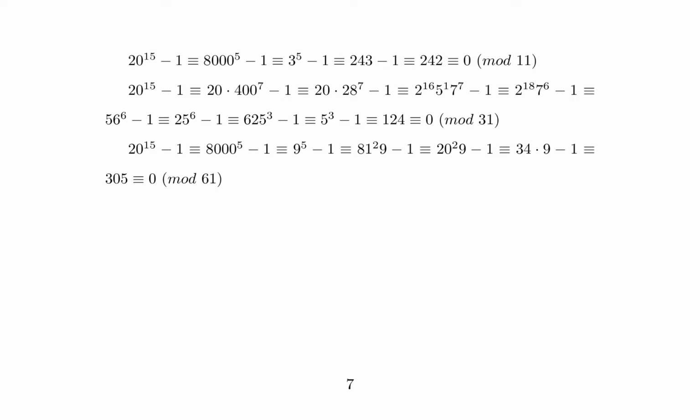So for the 61 part, we can get 8000 to the power of 5 minus 1, which is 9 to the power of 5 mod 61 minus 1. That's 81 to the power of 2 times 9 minus 1. Reducing that to mod 61, we get 20 to the power of 2 times 9 minus 1. That's 400 mod 61, which is 34 times 9 minus 1. That's 5 times 61. So the last part is done as well.